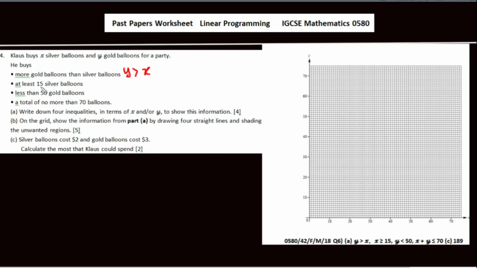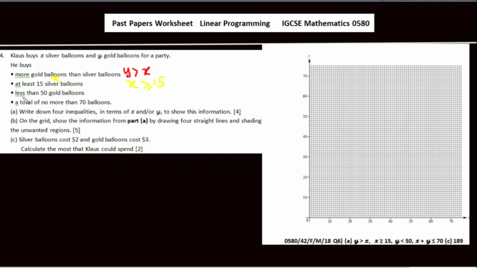At least 15 silver balloons. Now silver balloons were again X. So at least 15. X is at least 15. That means it could be bigger than 15 as well, or 15 as well. So X is greater than or equal to 15.